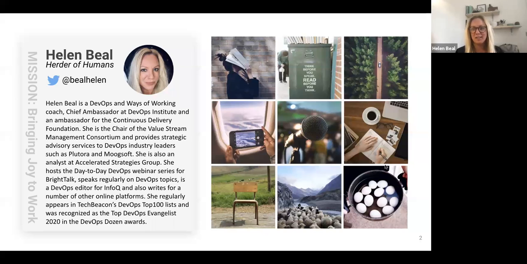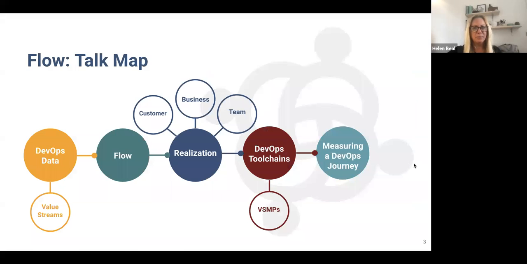I am Chief Ambassador at DevOps Institute. I have a number of other roles as well, such as Chair of the Value Stream Management Consortium. I'm big into books. I read an awful lot, and I like doing research and things like that as well. So I'm delighted to share some of this work with you today.